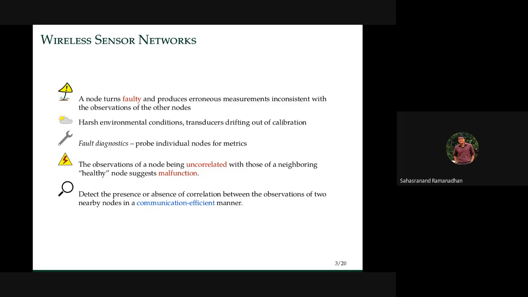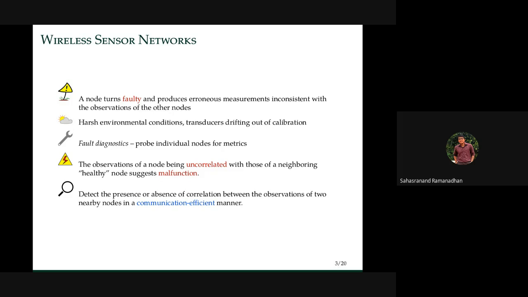Why communication efficient? Because these nodes are typically low cost, low power devices. So they can't communicate so much. They can always collect data. They can keep observing the environment and collecting data, but communication is costly. So we would like to detect the presence or absence of correlation between the observations of two nearby nodes.